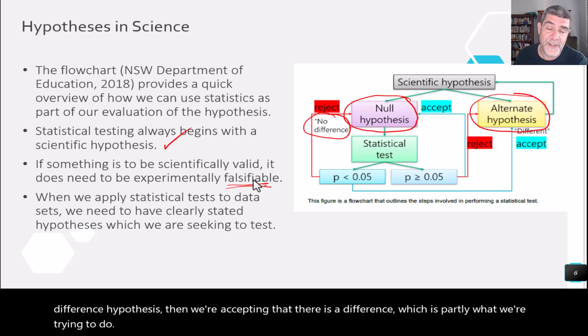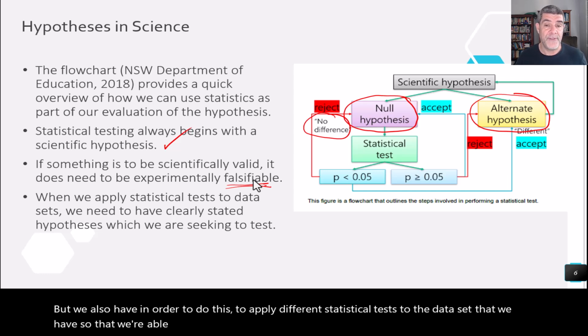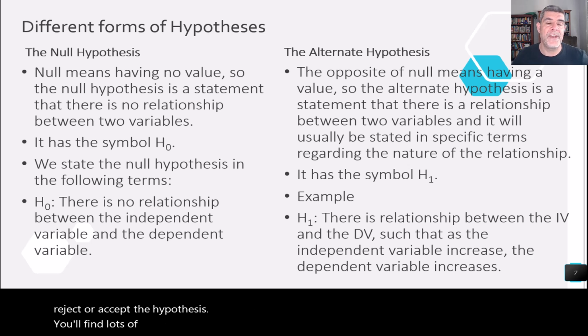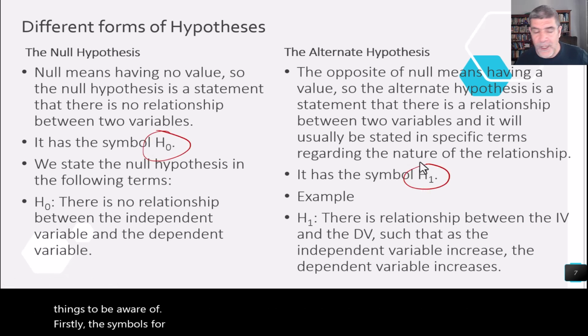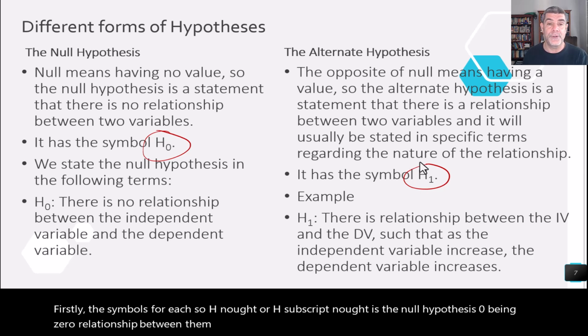But we also have, in order to do this, to apply different statistical tests to the data set that we have so that we're able to determine a value which helps us to determine whether or not we will reject or accept the hypothesis. You'll find lots of information about the null hypothesis and the alternate hypothesis. Important things to be aware of are firstly the symbols for each. So H0 or H subscript 0 is the null hypothesis, 0 being zero relationship between them, and the alternate is H1, and there is a relationship between them.